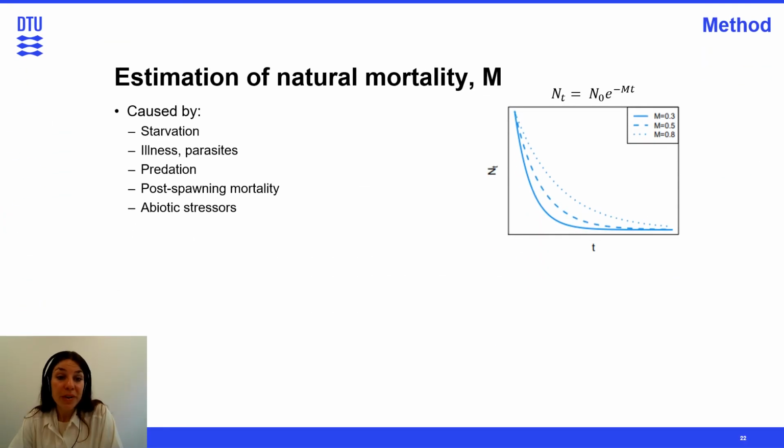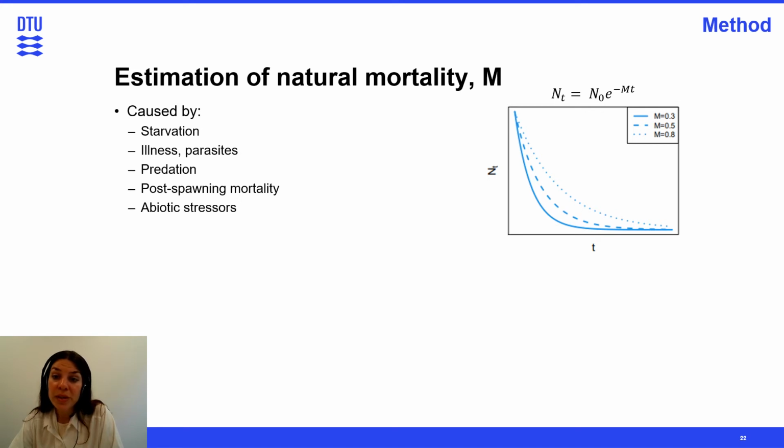The natural mortality rate M is another influential parameter of stock assessment models and can be caused by different factors, such as predation, starvation, or abiotic stressors. The decline in the number of individuals due to natural mortality is given by a simple negative exponential model, with N0 the number of individuals at the beginning of the time period.